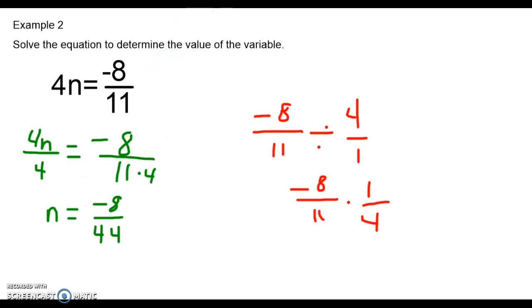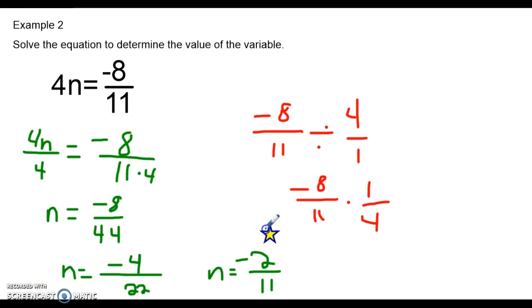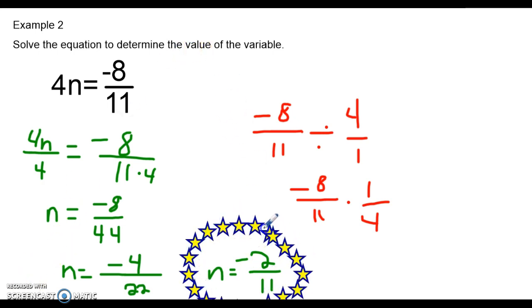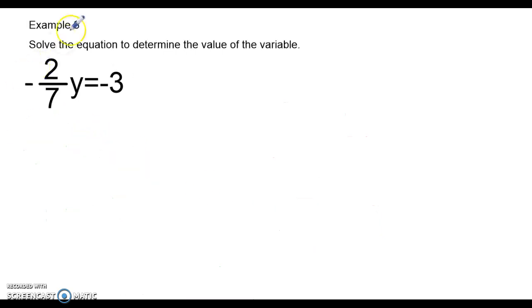Okay. This is an even answer though, so we've got to reduce it down. We can cut them both in half. If we cut 8 in half, we get negative 4. And we cut 44 in half, we get 22. And they're both still even. So we can cut them in half again. So n equals negative 2 over 11. And hopefully that makes sense. So there we go. Ta-da! All right. Let's move on. Let's take a look at example 3.